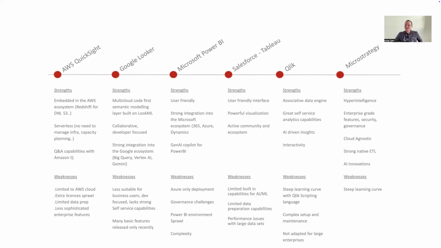In terms of weaknesses, there's a steep learning curve. So this is for mid-sized businesses and enterprise businesses that have large data and that have multiple silos. So it makes sense to consolidate them under MicroStrategy. And then the solution is expensive.